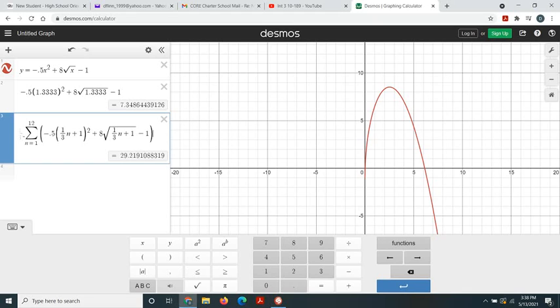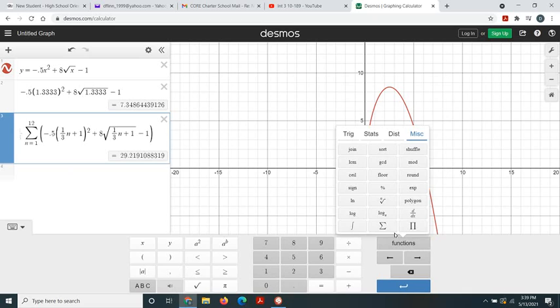And then the computer, how did I do this? I just went over to functions and I hit that summation, and it allowed me to put the 1 and the 12 in. And then I just typed my function in. And that's actually the answer right there. It's 29.219. 29.2-ish. And that's all I got.